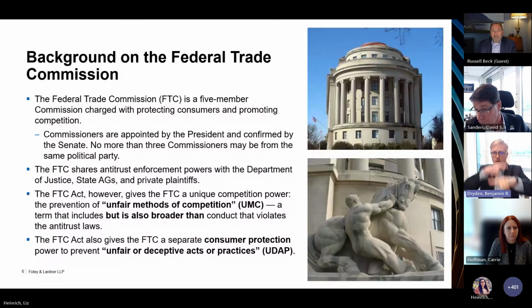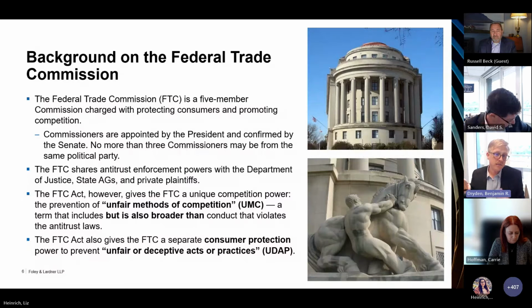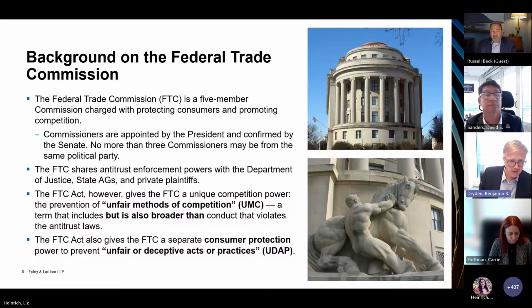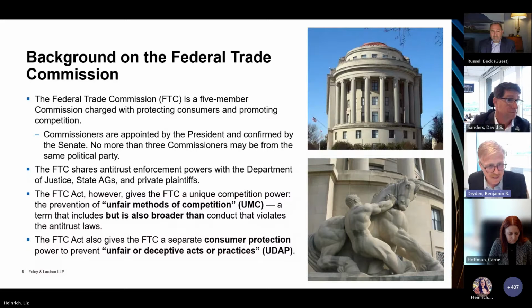And picture a Venn diagram. Any given piece of business conduct could fall outside or within the scope of the Venn diagram, but an unfair method of competition might be within the intersect of the 2 circles. An unfair method of competition might also be a UDAP, but something can be a UMC without also being a UDAP. Conversely, something could be a UDAP without also being a UMC.